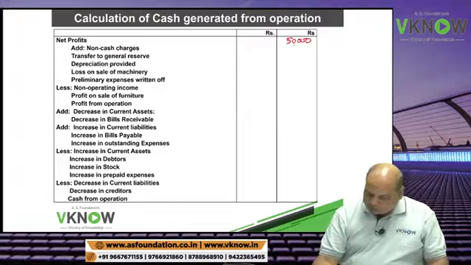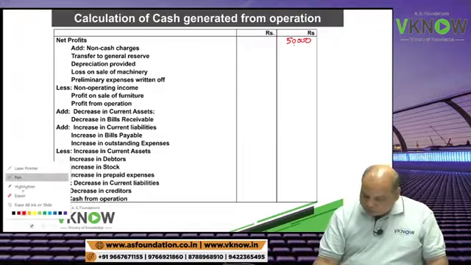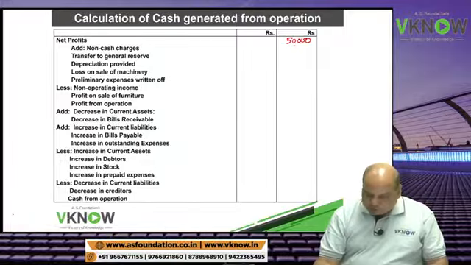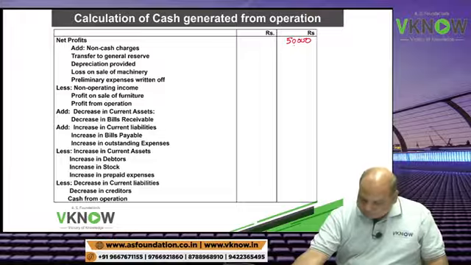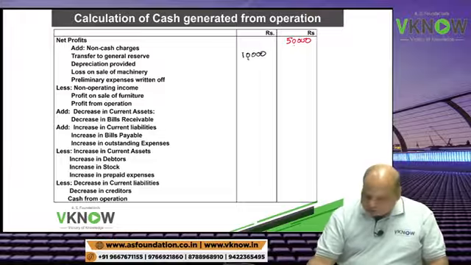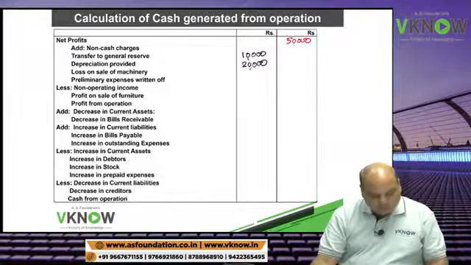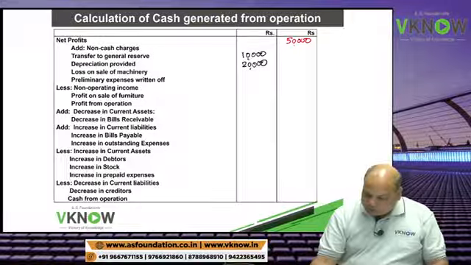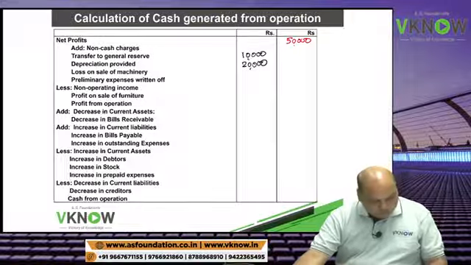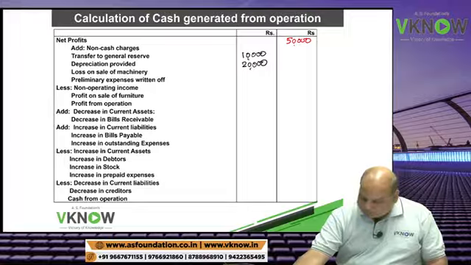Net profit 50,000. Then go according to the sequence of the question. Transfer to general reserve 10,000. Depreciation as per the question 20,000. Profit on sale of furniture, it is written somewhere below. Profit on sale of furniture, this will be in bracket, 5,000.